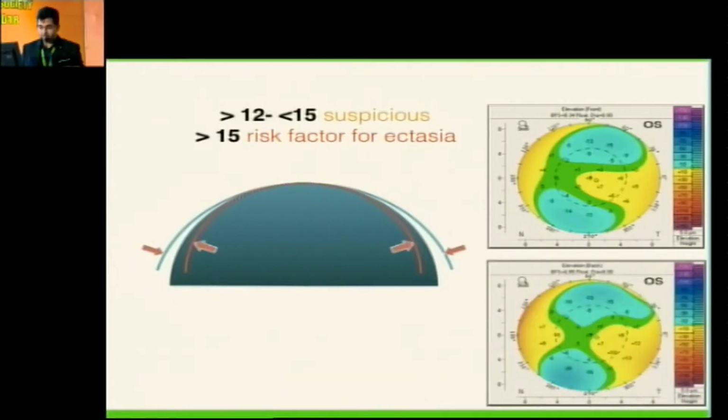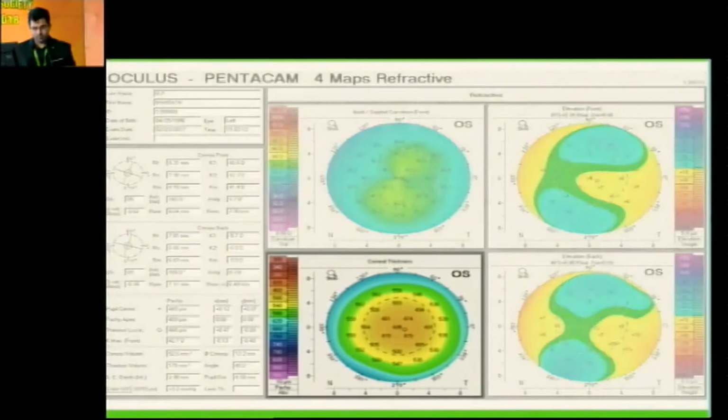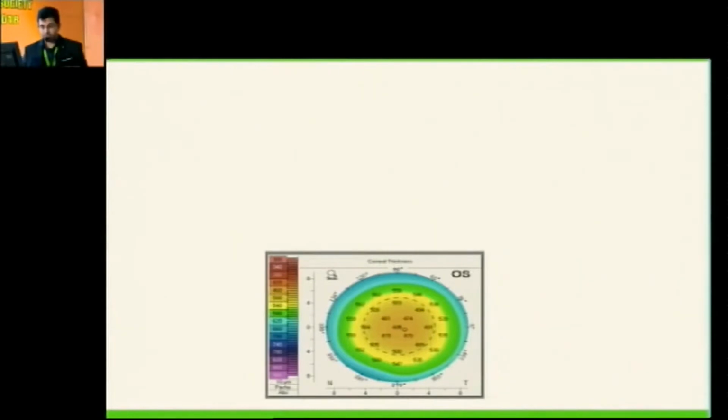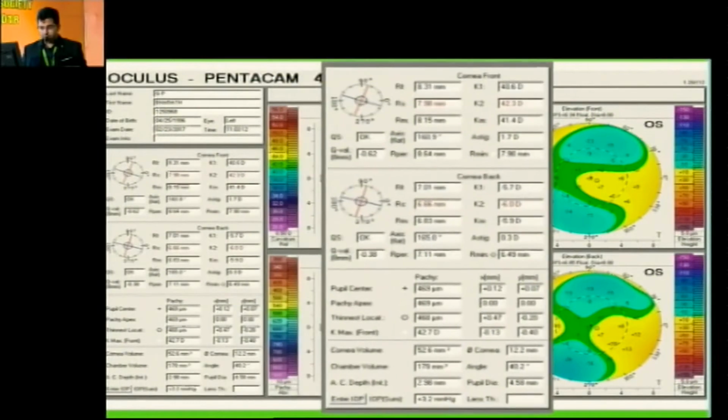And then there is the back elevation, which is again relative to the best fit sphere, which is calculated according to the radii of that particular surface. So this more than 17 is considered suspicious again. And then we have the pachymetry, which gives us an idea of the thickness of the cornea and if there is any pattern of localized thickness or if it's an overall diffuse thickness of the cornea. Then we have the various metrics, and we can really see exactly what the keratometry readings and other parameters are.